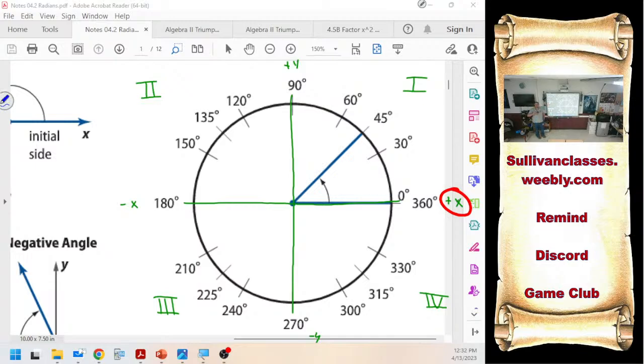If I were to count by, well, these are by quarters, so these are by 90 degrees. If I were to count by 45s, that's the same as just cutting each of those quadrants in half, right?